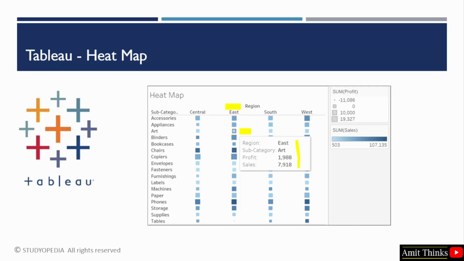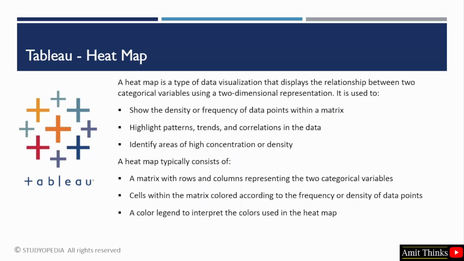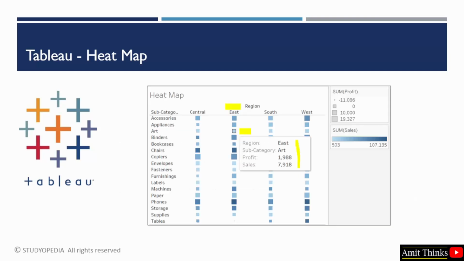We have displayed a heat map that identifies trends and areas of high or low performance by highlighting which regions and subcategories are performing better or worse. On the right, sum of sales is visible. The darker one has higher sales and the lighter color means less sales. And as written here, each cell within the matrix is colored according to the frequency or density of data points. With that, the matrix has rows and columns representing the two categorical variables.